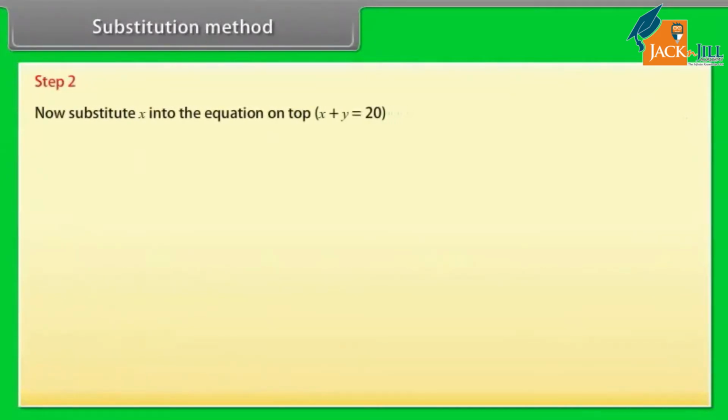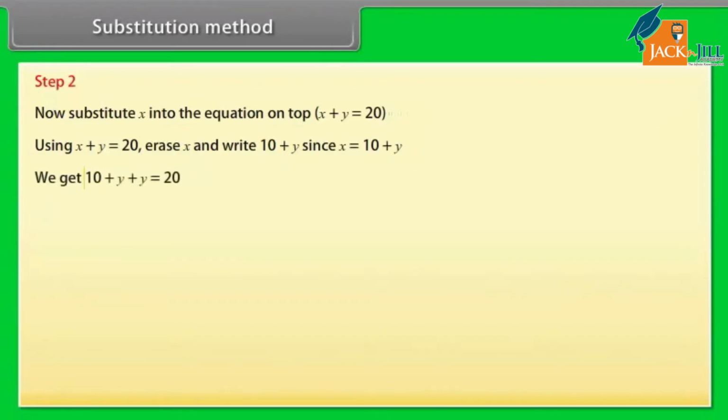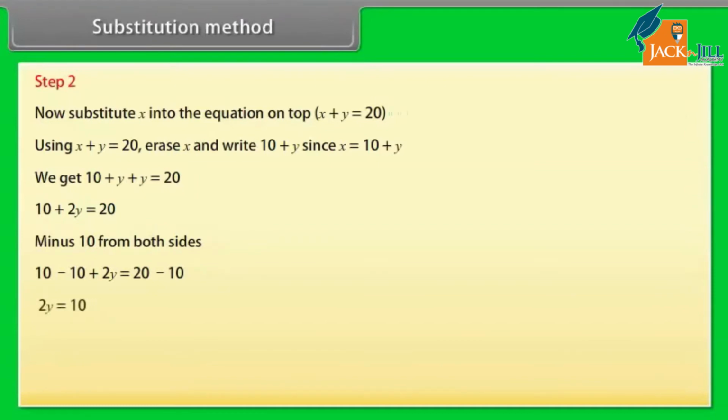Step 2. Now substitute x into the equation on top. x + y = 20. Using x + y = 20, erase x and write 10 + y since x is equal to 10 + y. We get 10 + y + y = 20, so 10 + 2y = 20. Minus 10 from both sides. 10 - 10 + 2y = 20 - 10. 2y = 10. Divide both sides by 2. y = 5.